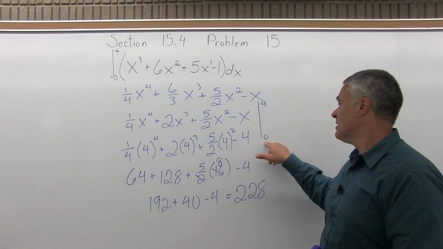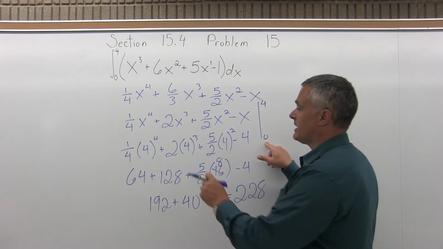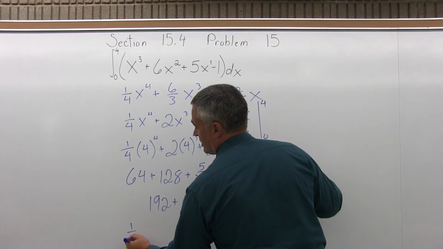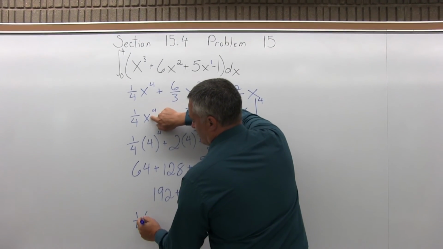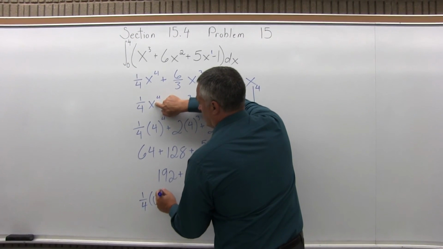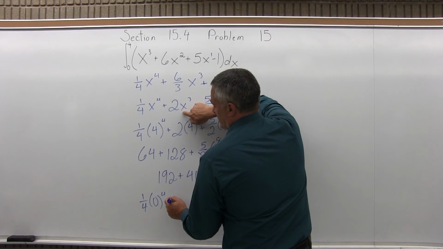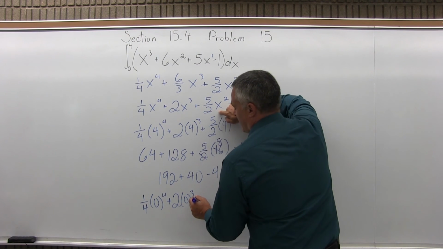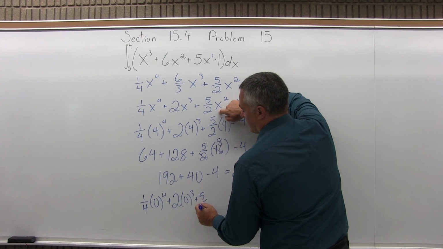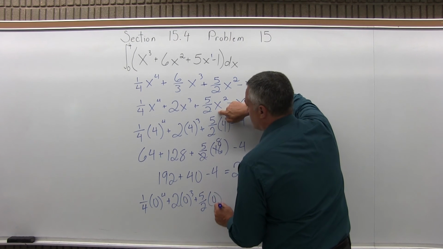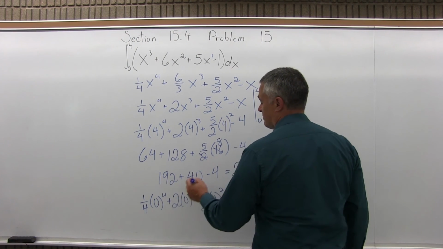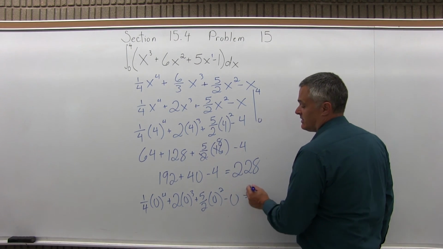Step 3, put the lower limit of integration into my answer for the integral. And because it's a 0, it's going to be really easy. It's going to wind up being 0. So 1/4 x to the fourth is 1/4 0 to the fourth. Plus 2x cubed will be 2 times 0 cubed. Plus 5 halves x squared will become 5 halves 0 squared. Minus x is minus 0, so it's just 0 plus 0 plus 0 minus 0. It comes out to 0.